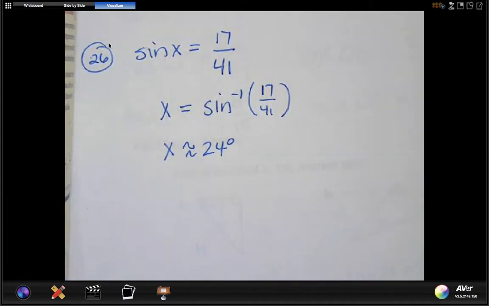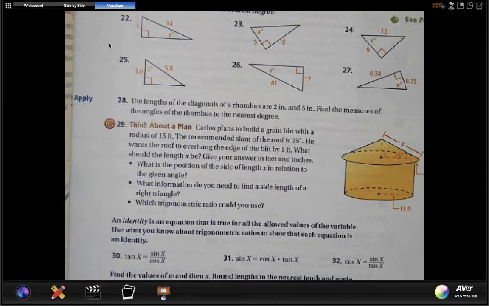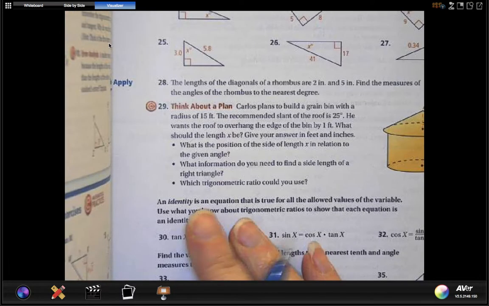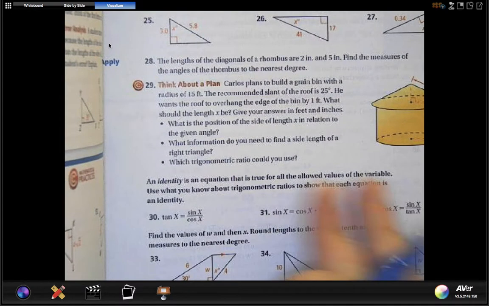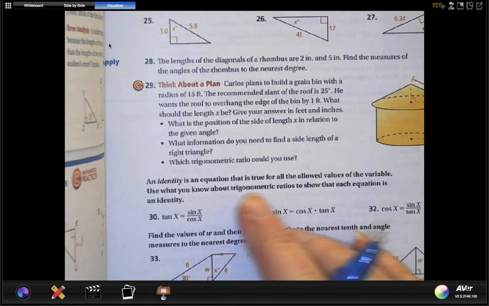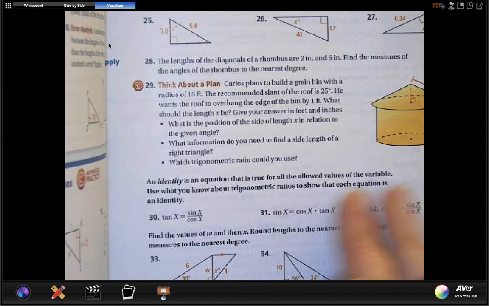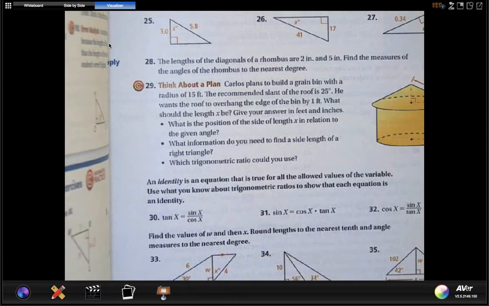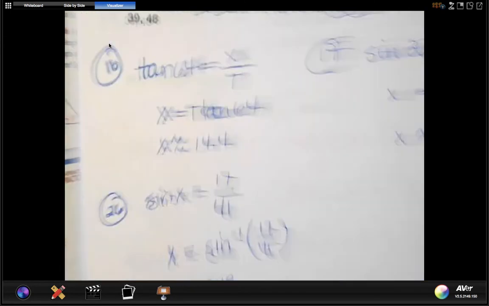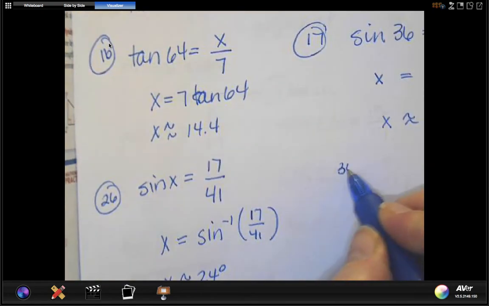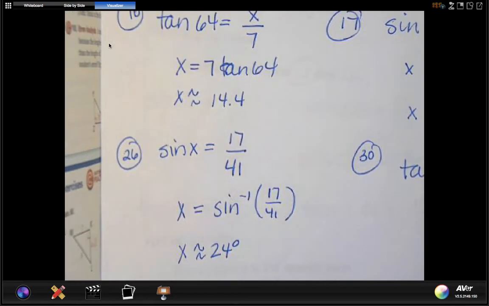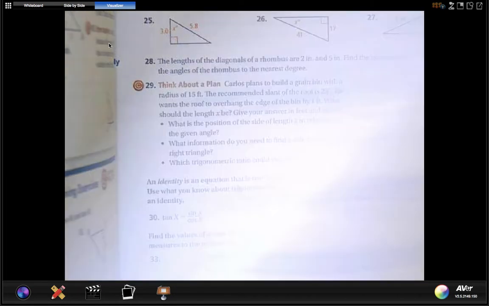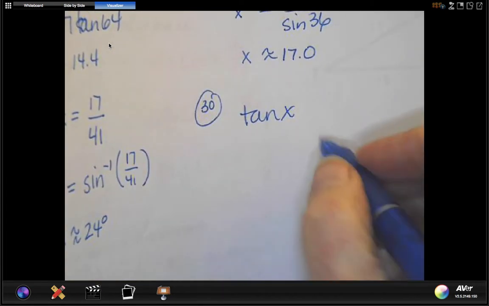Okay? And then the last one I have here is 30. Okay, so 30 says an identity is an equation that's true for all the allowed values of the variable. Use what you know about trigonometric ratios to show that each equation is an identity. So 30 is saying that the tangent of x is equal to the sine of x over the cosine of x.